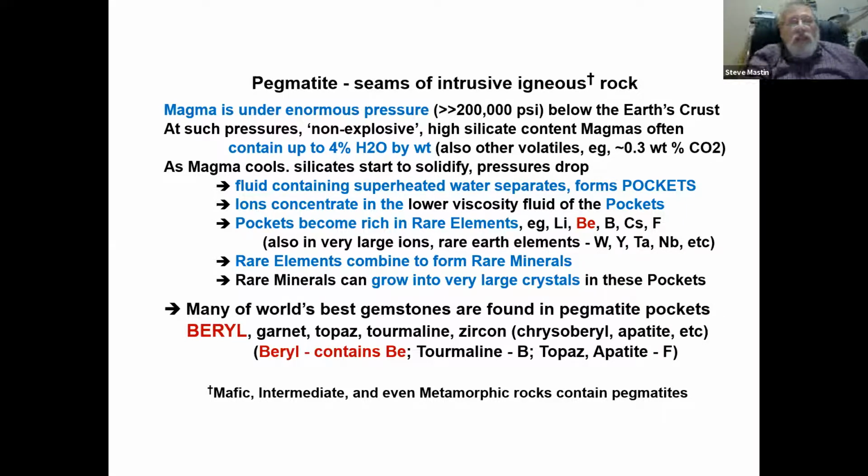And so again, beryl and garnet and topaz and tourmaline and zircon and some others like chrysoberyl and apatite, lots and lots of the gem silicates are in those pegmatite pockets. And beryl would never have formed otherwise because it contains beryllium, which is present in basically trace amounts compared to everything else. And tourmaline contains boron, same deal. And apatite contains fluorine, same deal. And so that's the place where rare minerals like gem minerals are formed.